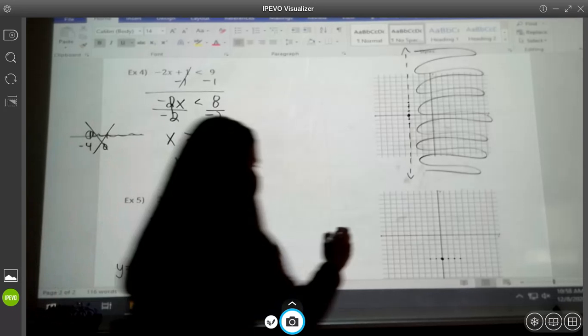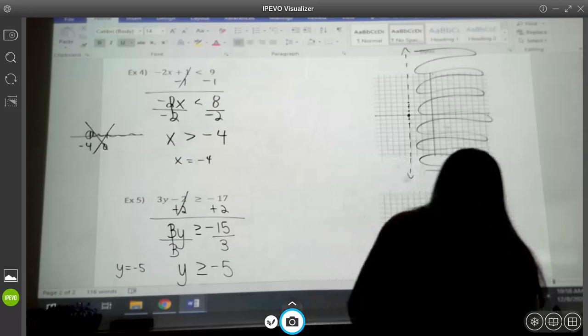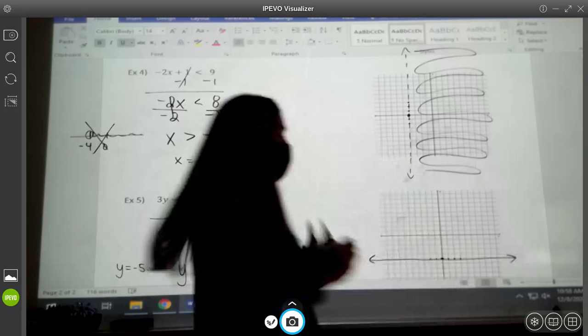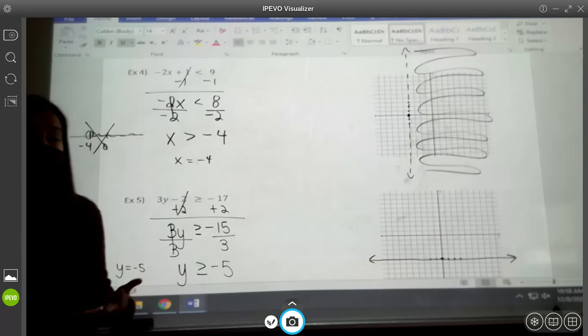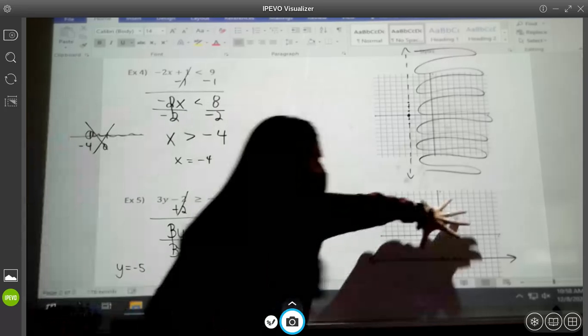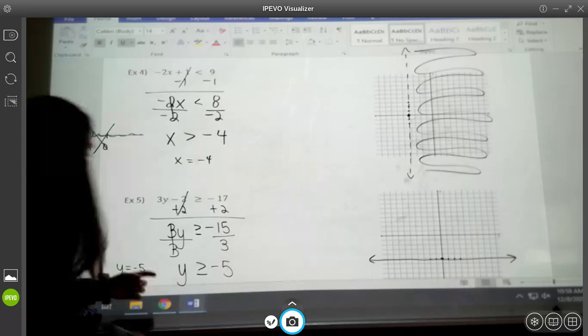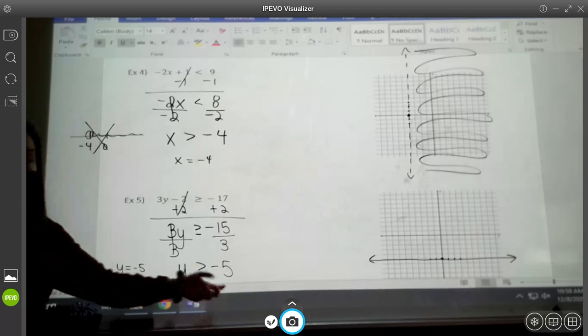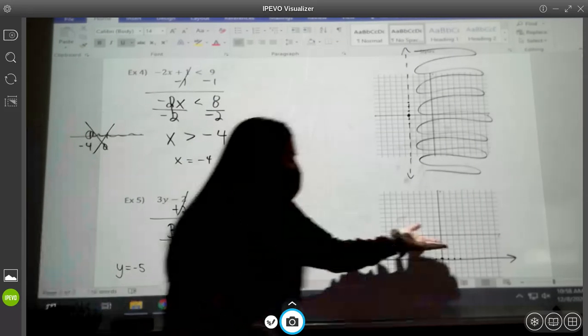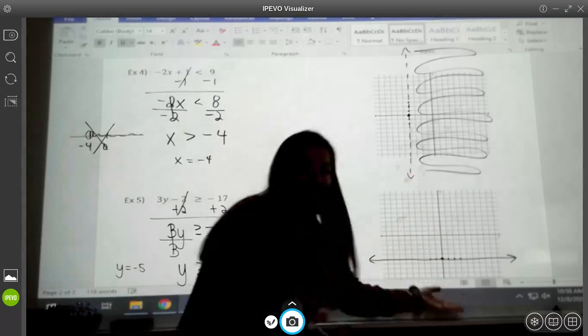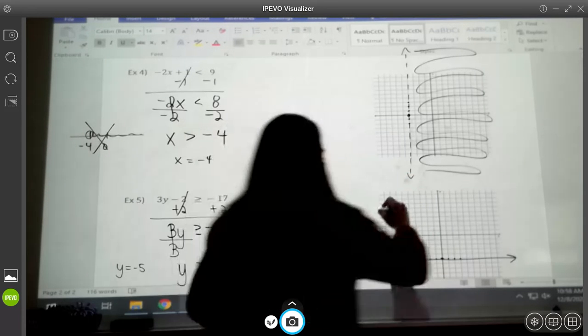And then again, a line will always cut something in half. So we should have 2 sides. We have the side up here above it, or we have the side down here below it. If I want y to be greater than -5, where do I want to shade? Where y is above -5 or below -5? Above. So any ordered pair that lands above this line is a solution to our inequality.